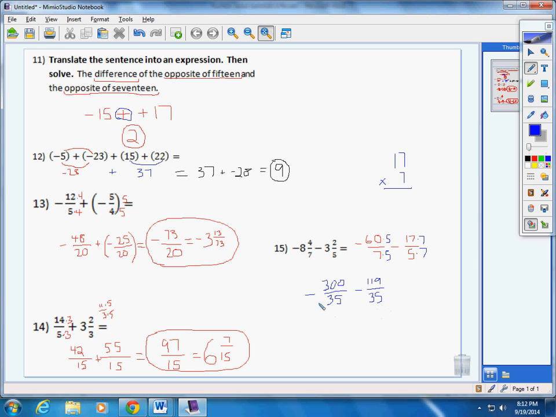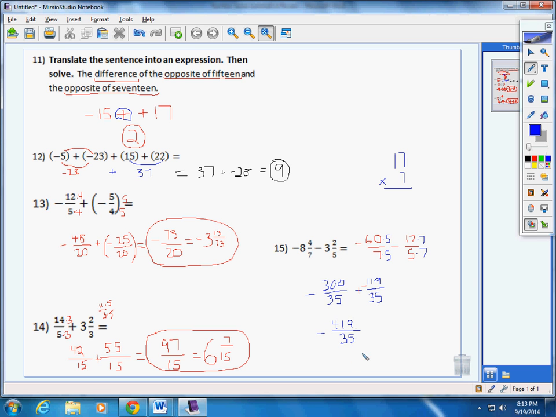Alright, if you notice, we have a negative minus something. So you can either subtract, or for those of you who really like to do bam bam, you can add the opposite. Either way, you're going to get the same answer. So we've got a negative 300 and a negative 119. So essentially we're just going to say our answer is going to be negative, and we're going to say 300 plus 119 gives us 419 right there, divided by, of course, 35.